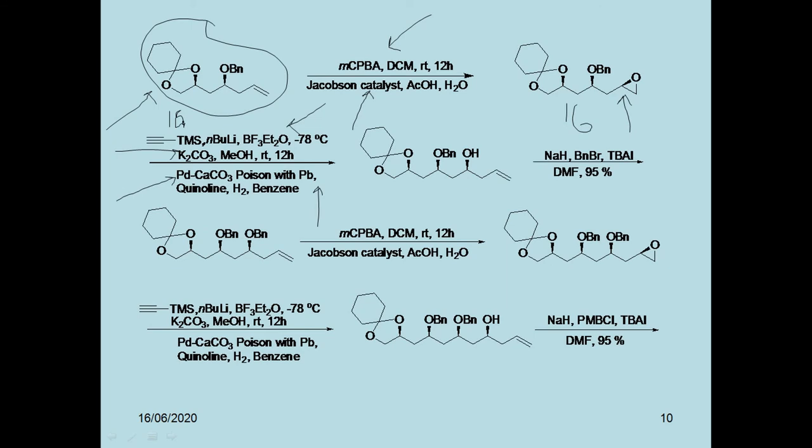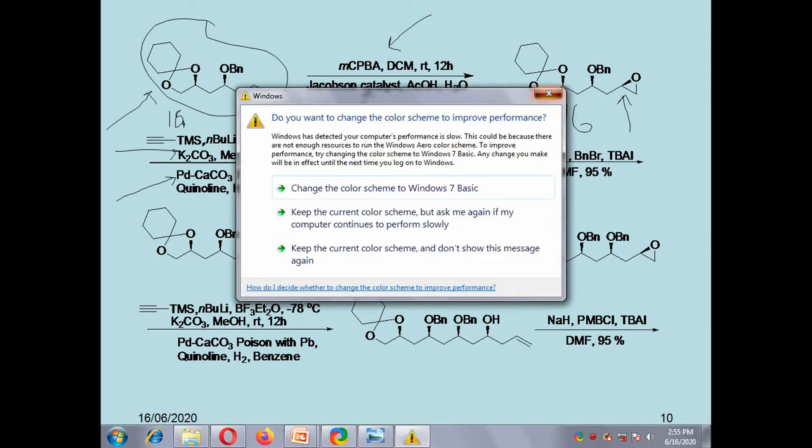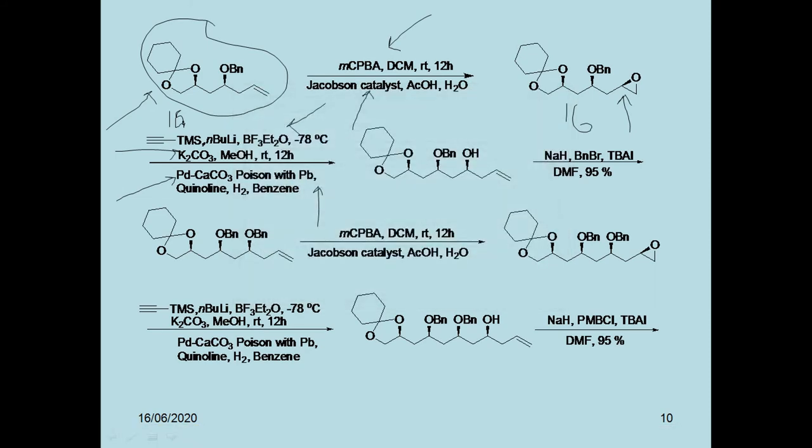Opening of the epoxide with TMS acetylene, followed by K2CO3 treatment, followed by Lindlar's hydrogenation with palladium on calcium carbonate poisoned with lead. So I got this compound 17. Then the alcohol is converted into benzyl ether using sodium hydride, benzyl bromide and TBAI.